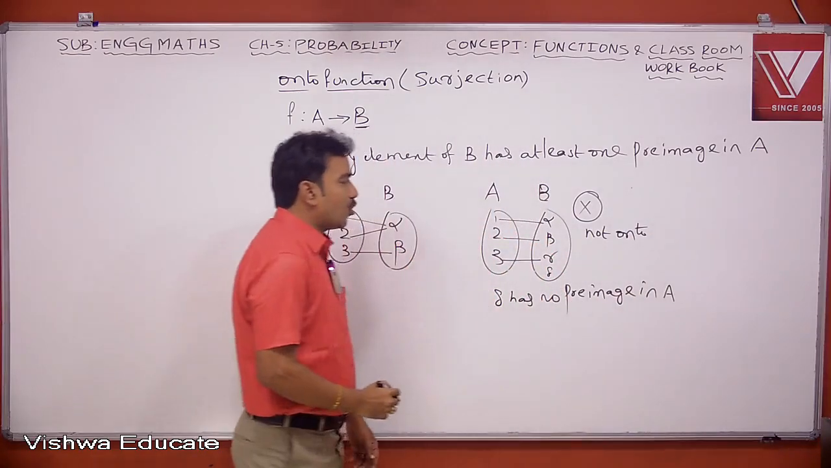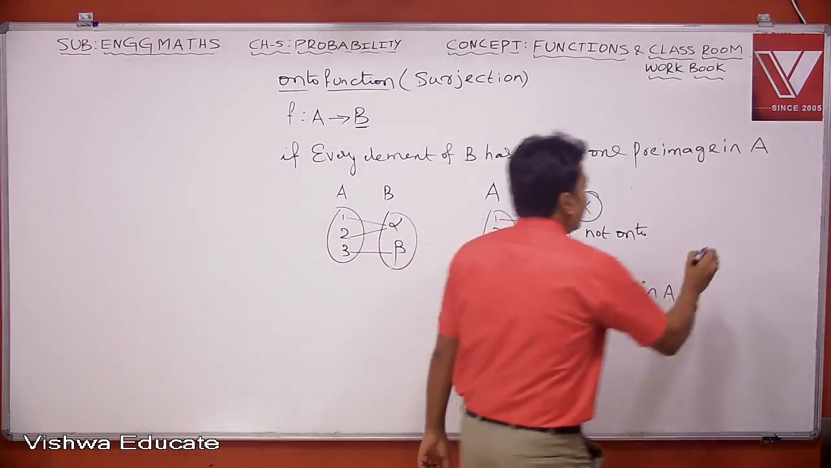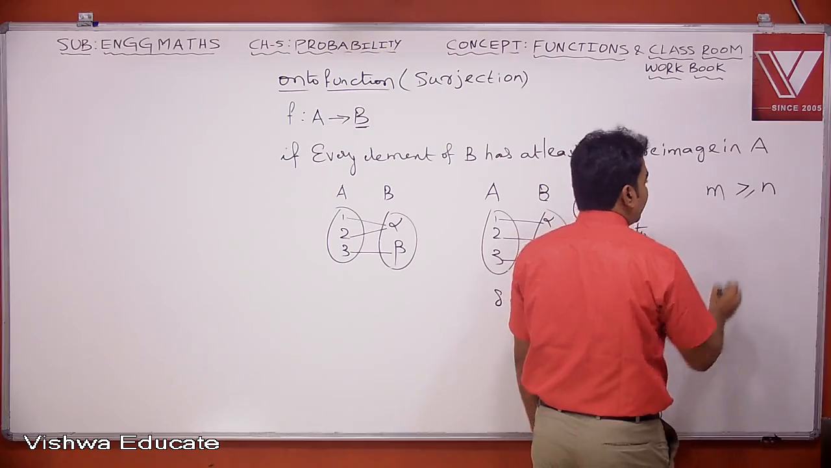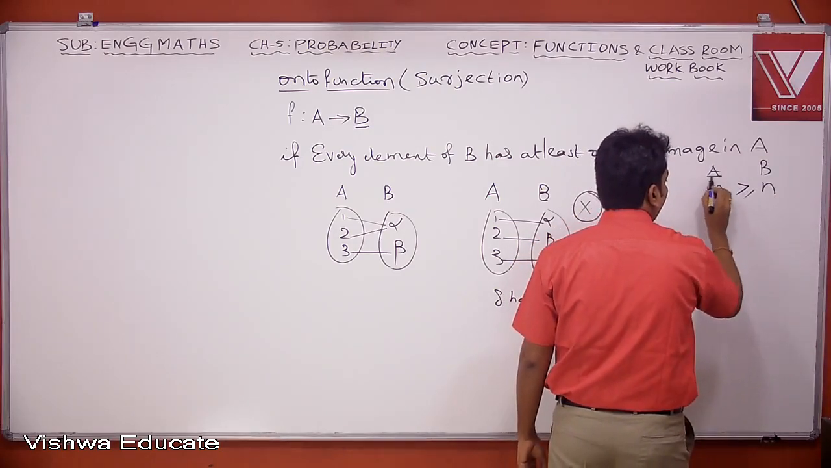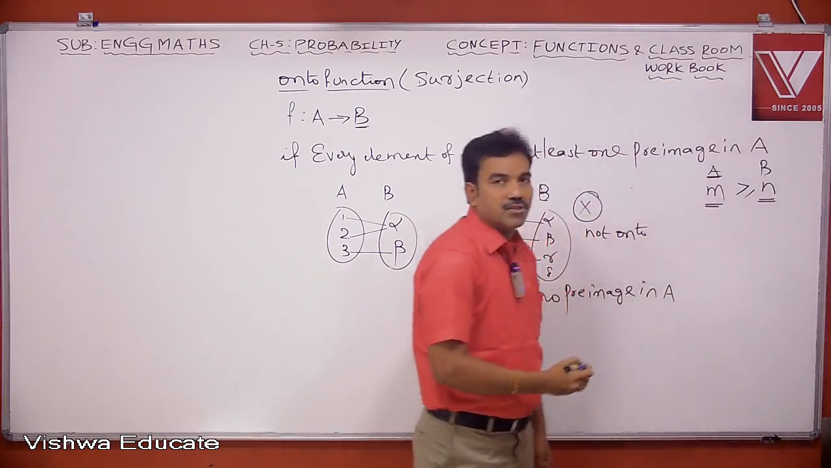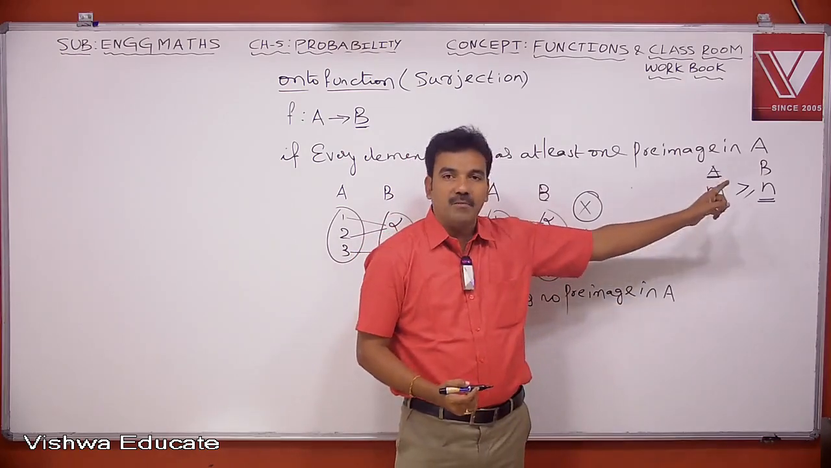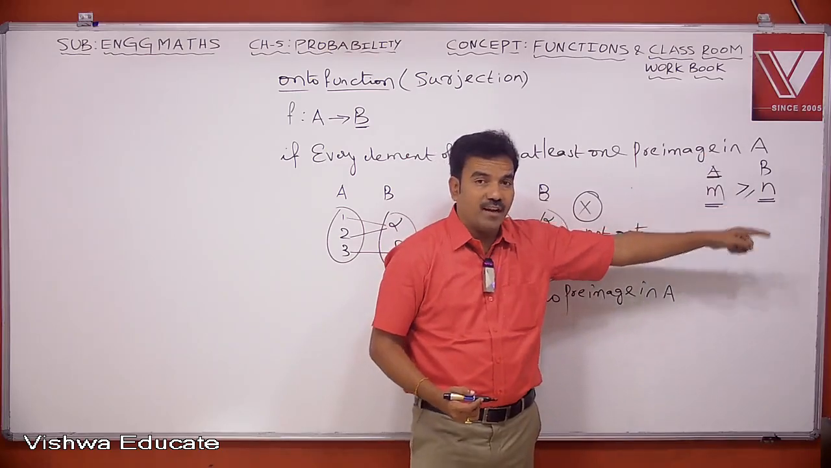That means if you want to construct onto function between two finite sets, the number of elements in A must be greater than or equal to number of elements in B. A is a finite set, B is a finite set. Finite set means it is having limited number of elements. So in order to construct an onto function between A and B, the number of elements in the first set must be greater than or equal to that in B.